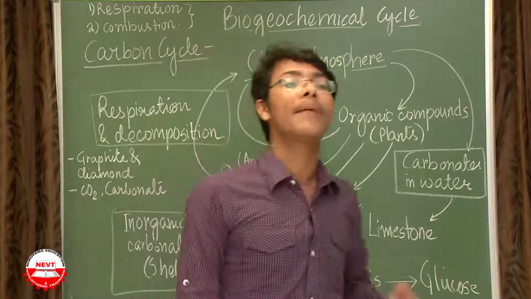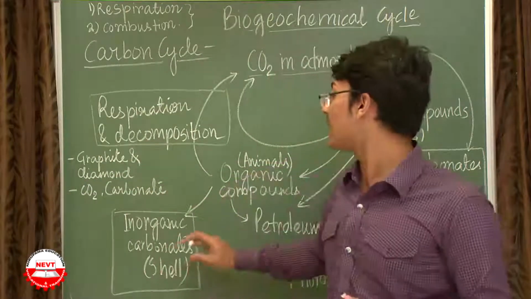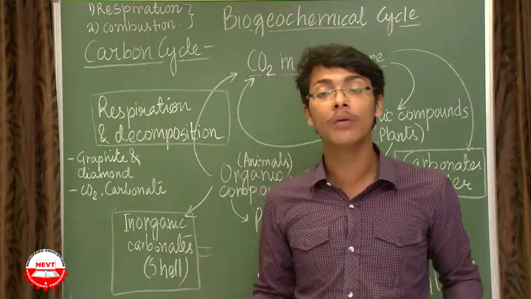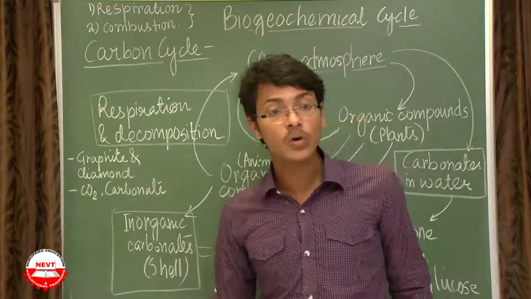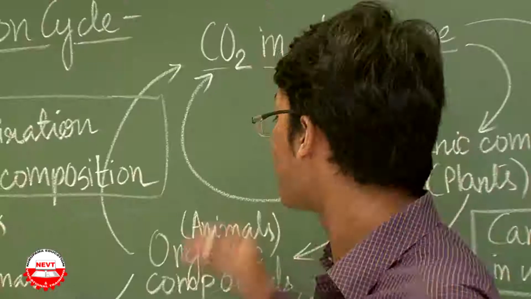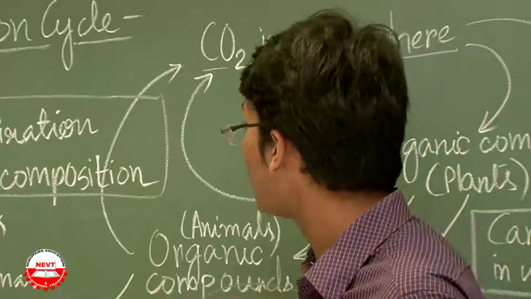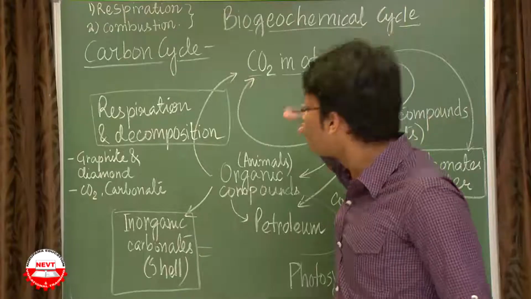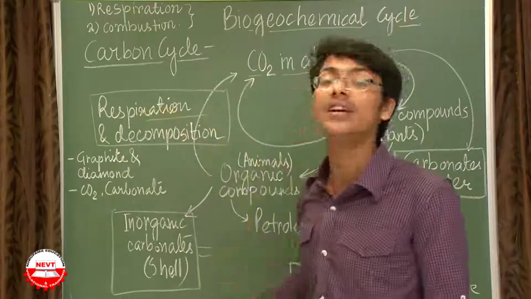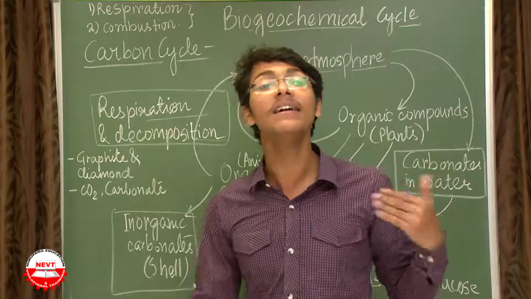As we have learned in the chapter on diversity, shell is an inorganic carbonate present on the outer covering of the Pila globosa or many mollusks. So this shell forms the outermost covering of the animals. These animal organic compounds as well as the plants release this carbon dioxide back to the atmosphere by the process of respiration and decomposition, that is, their death.